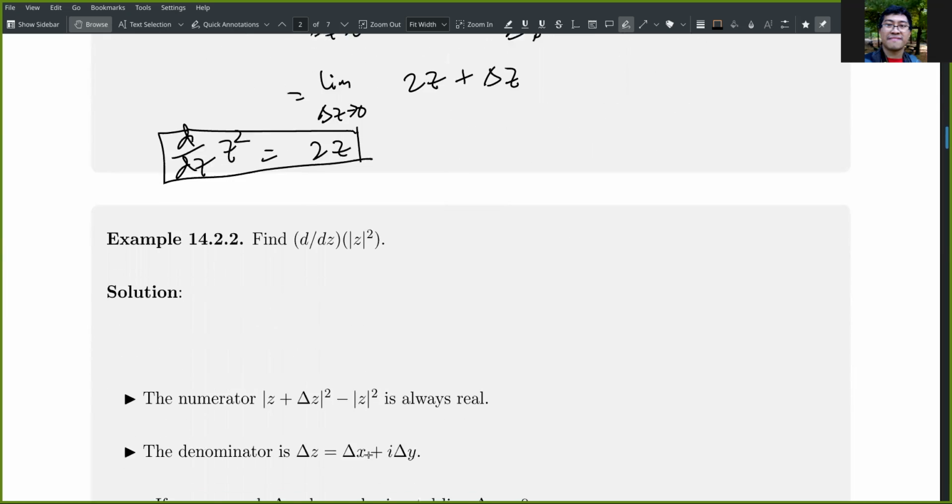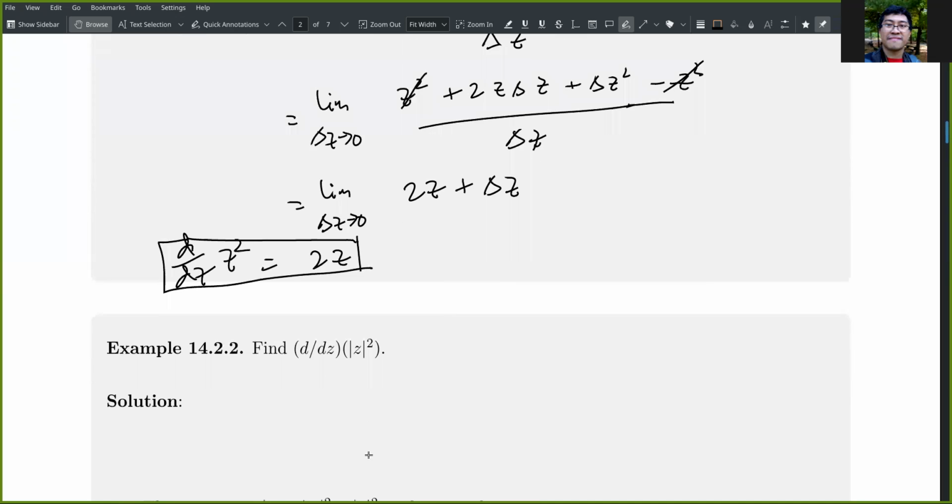Another example, find the derivative of the absolute value of z squared. If z is a real number, it could have been easier. Let's say x, the absolute value of x squared is just equal to x squared, so the derivative is just 2x. However, here, if we use our definition, you have d by dz of the absolute value of z squared.